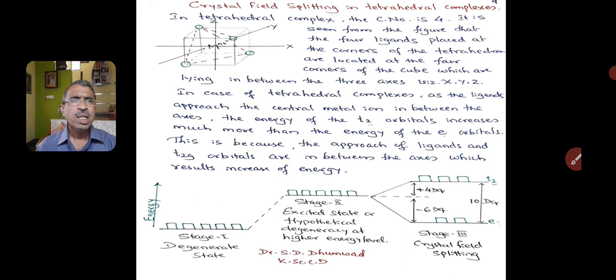Here we call them T2 and E orbitals. There is no G. The G refers to gerade, which is applicable for complexes having a center of symmetry. A tetrahedron does not have a center of symmetry, so the letter G is not used.